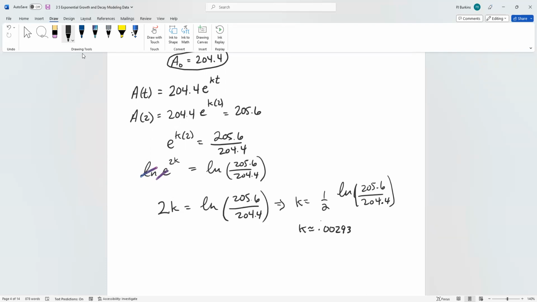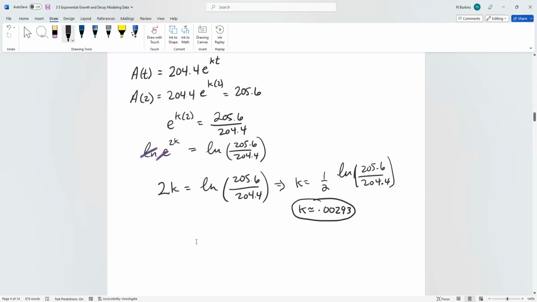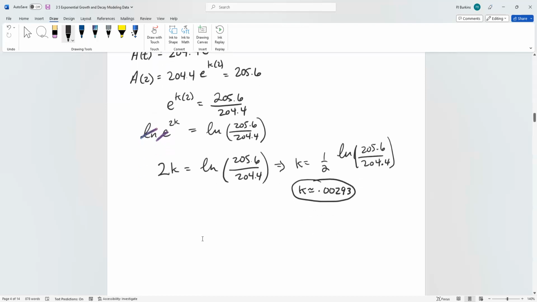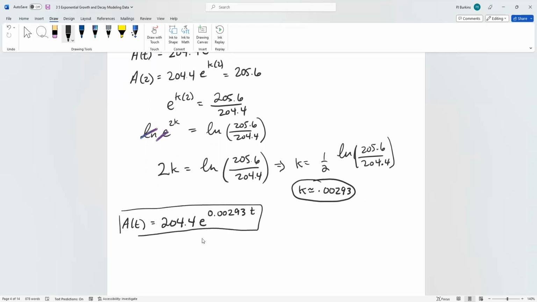All right. So once I have that, I can rewrite my model again, plugging in that information. So now A of t is 204.4 e to this decimal for k times t. That is the answer to part A. It said come up with a model to support or to pick up the data that we've already used.